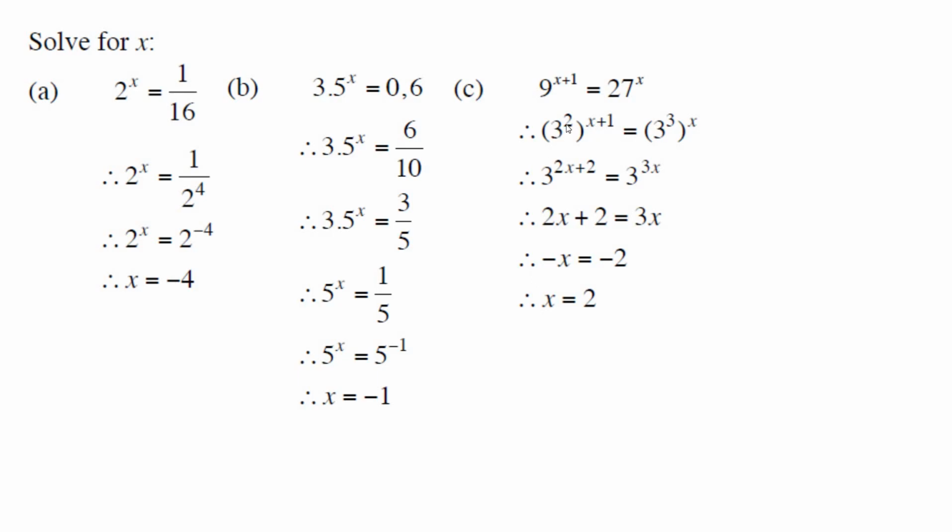Now it looks a little scarier, but let's try and get the base the same. Well, 9 is 3 squared. 27 is 3 cubed. And you have to know, when you take a power and you raise it to the power of x plus 1, you multiply it. So that's why there's 2x plus 2 and 3x here. Now that the bases are the same, the only way they could be equal is if 2x plus 2 was equal to 3x. Then all we do is subtract 3x, subtract 2, we get minus x equals minus 2, so x must equal 2. Let's try the last one.